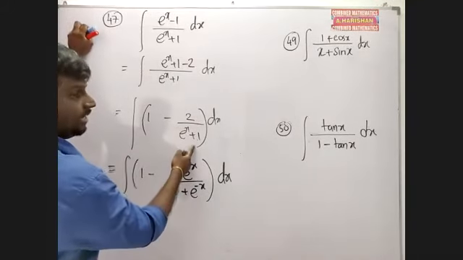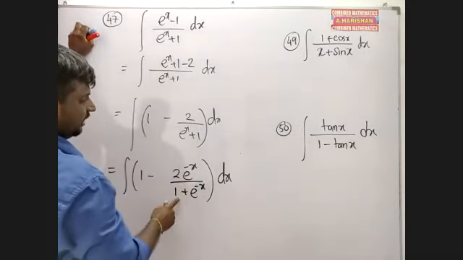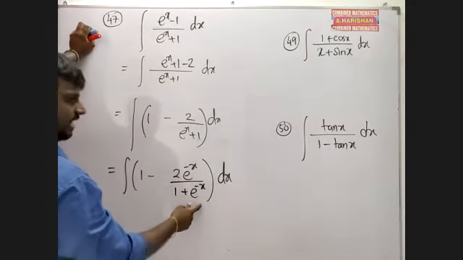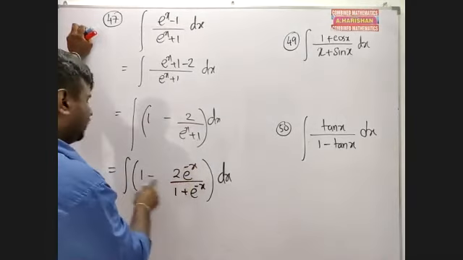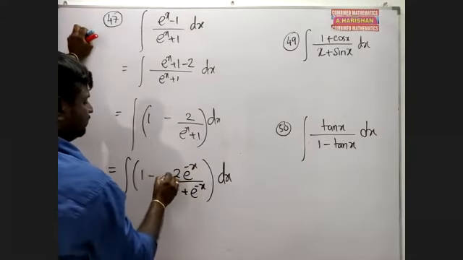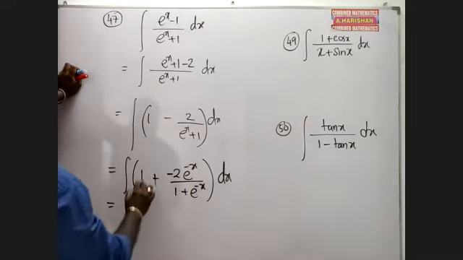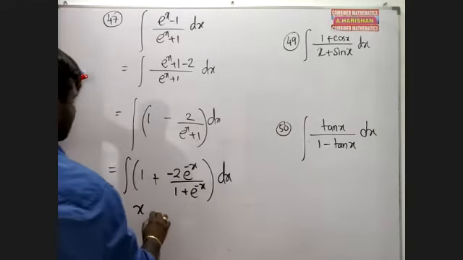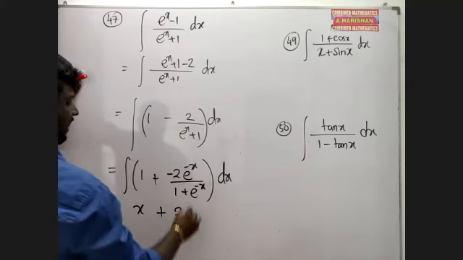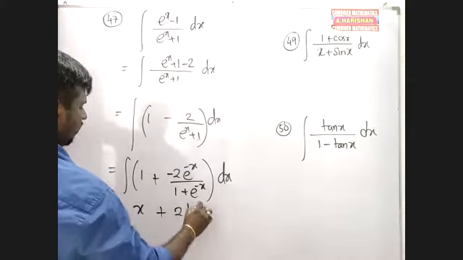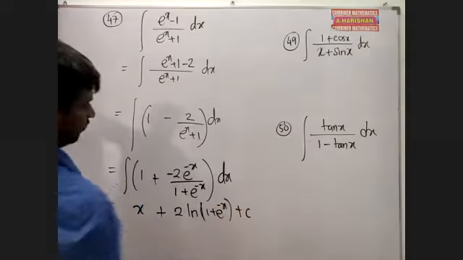So top and bottom I divide by e to the power x, or multiply by e to the power minus x. See? Now the differentiation of this is there. Why? Because e to the power minus x differentiates to e to the power minus x into minus. So I can take the minus there, and make it plus. So now the answer: if you integrate 1, that is x, plus, taking the 2 out, differentiation of this there, then ln of 1 plus e to the power minus x, plus c.